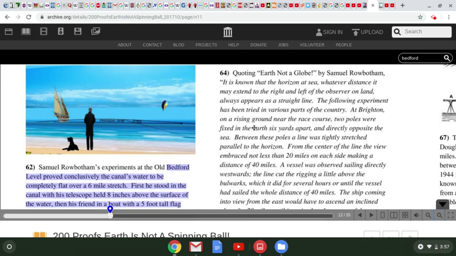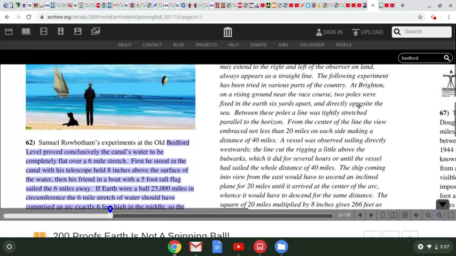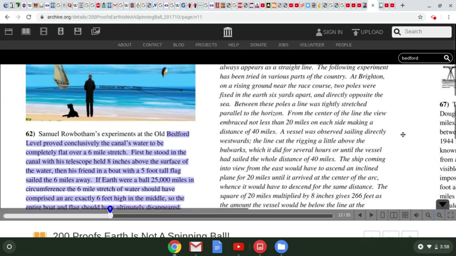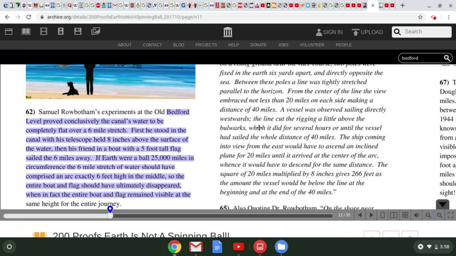At Brighton, on a rising ground near the race course, 2 poles were fixed in the earth 6 yards apart and directly opposite the sea. Between these poles, a line was tightly stretched parallel to the horizon. From the center of the line, the view embraced not less than 20 miles on each side, making a distance of 40 miles. A vessel was observed sailing directly westward, the line cutting the rigging a little above the bulwarks, which it did for several hours or until the vessel had sailed the whole distance of 40 miles.